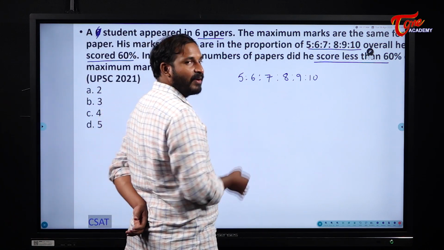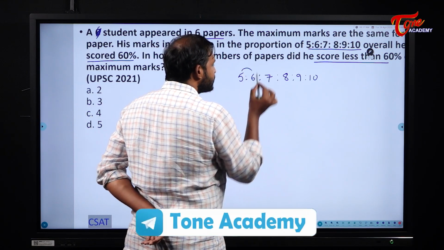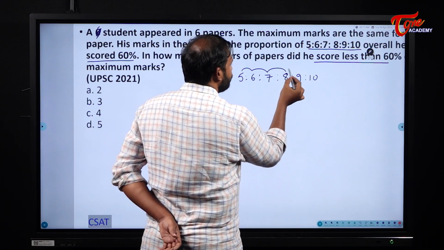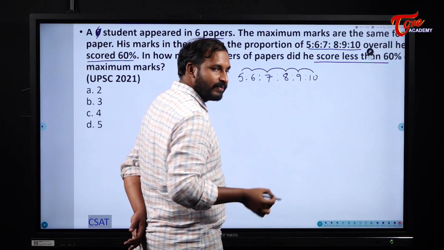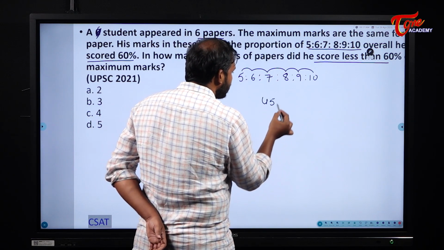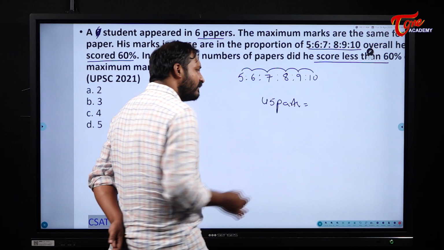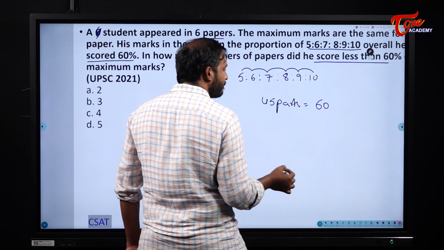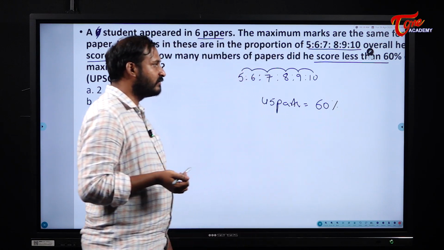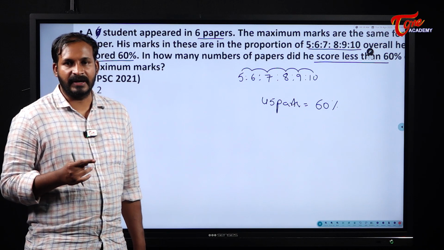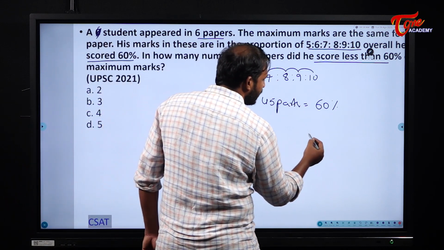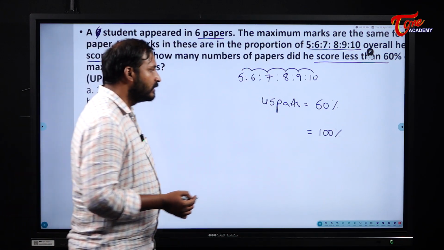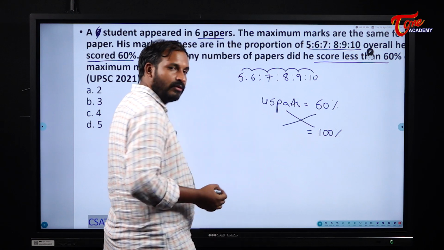Now see here, what is his total number of parts? Please observe: 5 plus 6 is 11, 11 plus 7 is 18, 18 plus 8 is 26, 26 plus 9 is 35, 35 plus 10 is 45. That means 45 parts is equal to 60%. Now what will be 100%? To score 100%, how many parts should we have here?